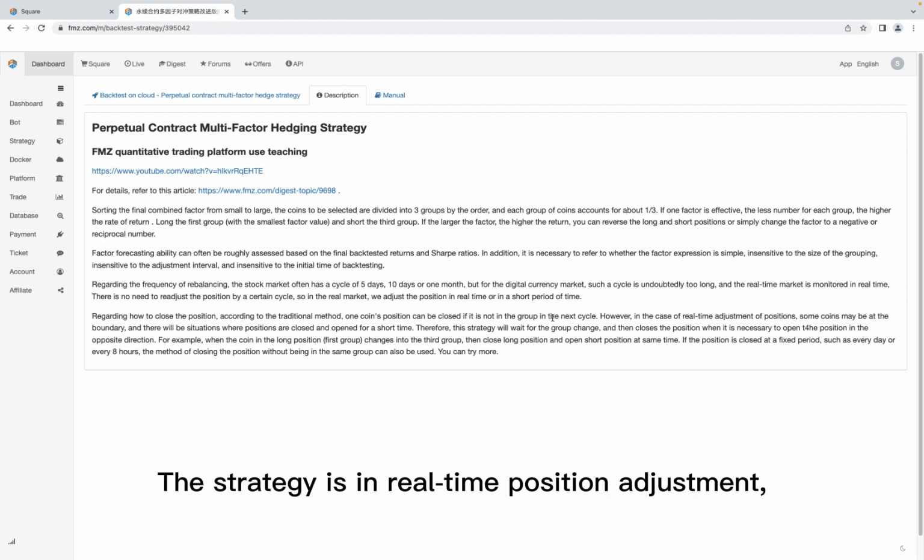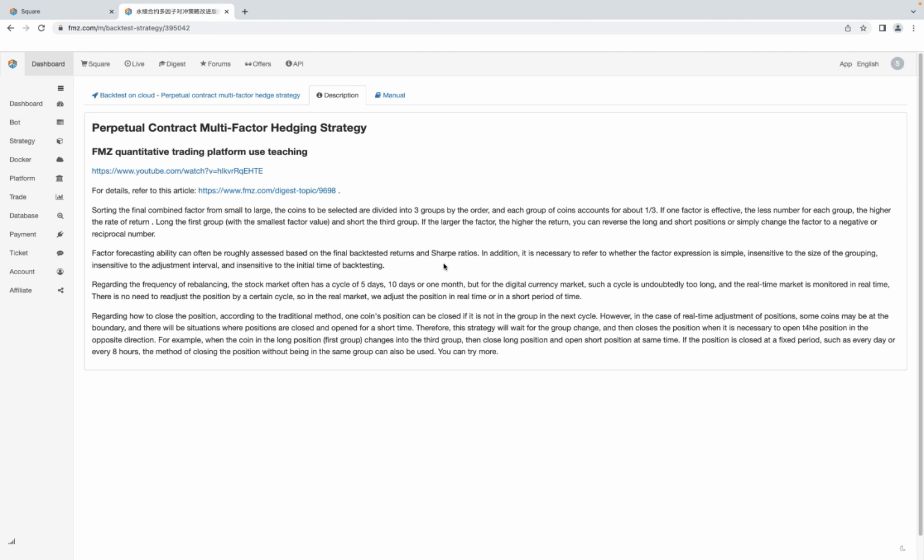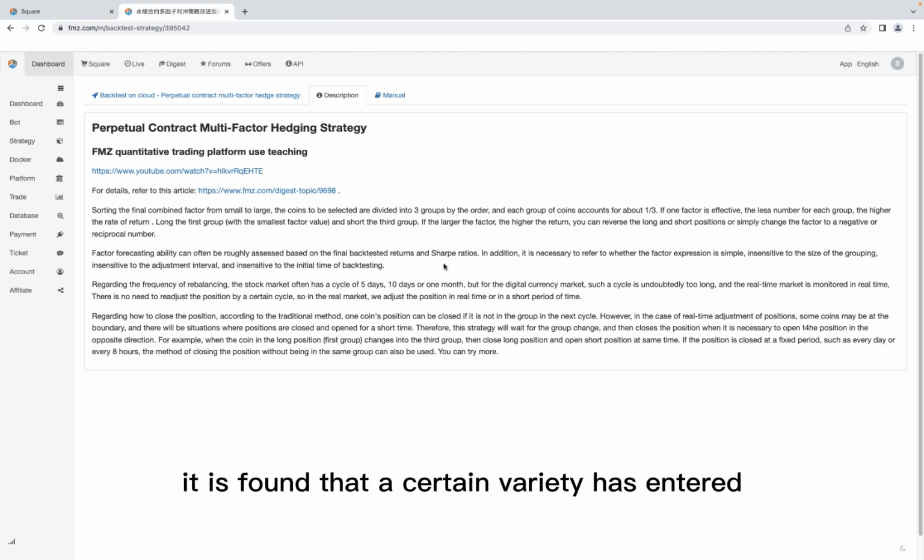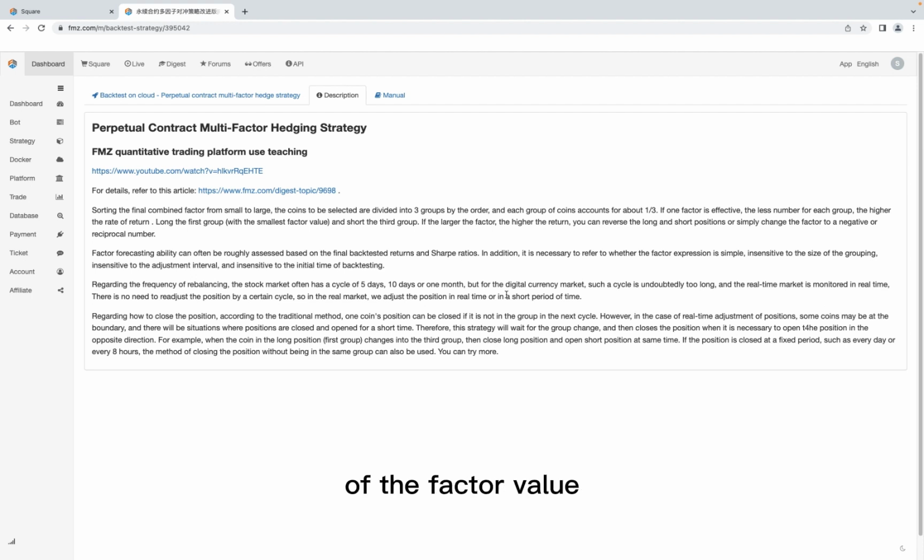The strategy does real-time position adjustment. That is, the factor value is calculated in real time. When this factor is calculated, if a certain variety is found to have entered the range of closing positions from the range of opening positions, the strategy will close or open positions for this variety in real time. That is, the real-time adjustment of opening and closing positions is based on the ranking result of the factor value and the position in the ranking range.